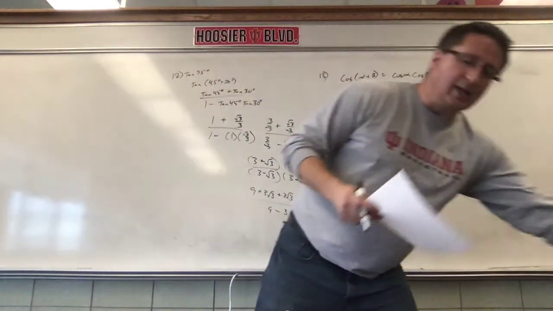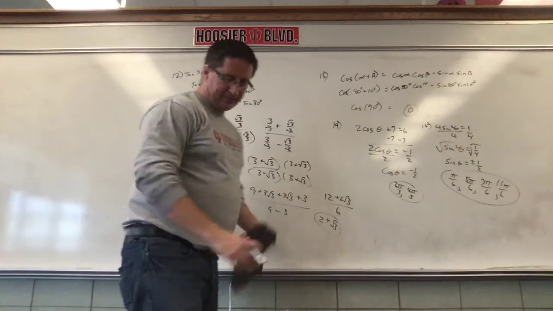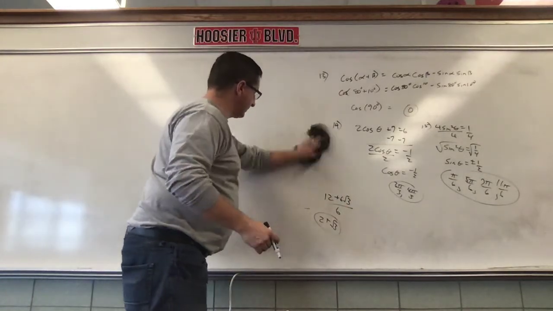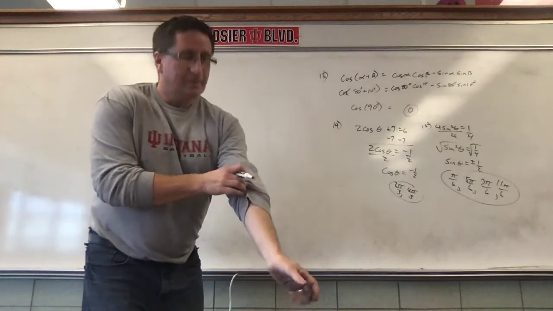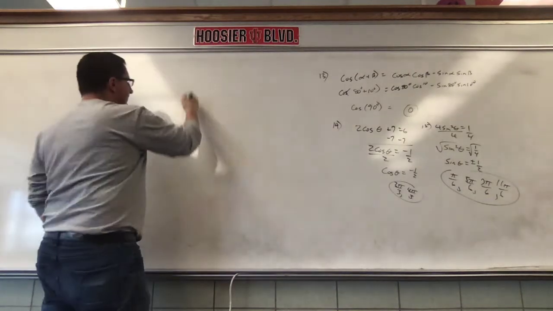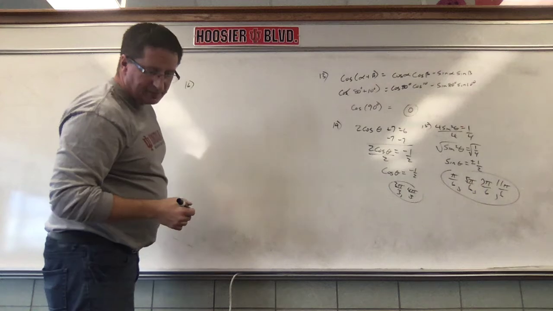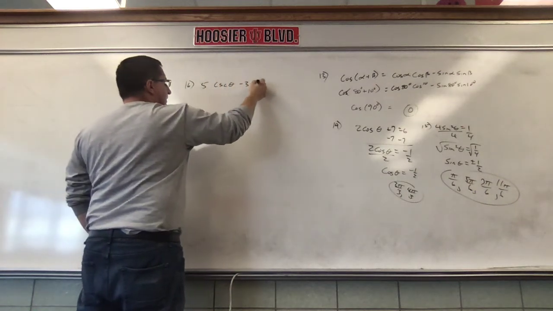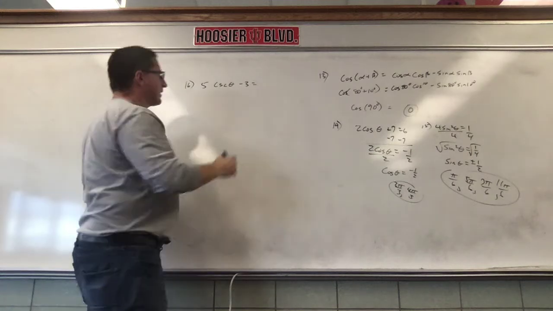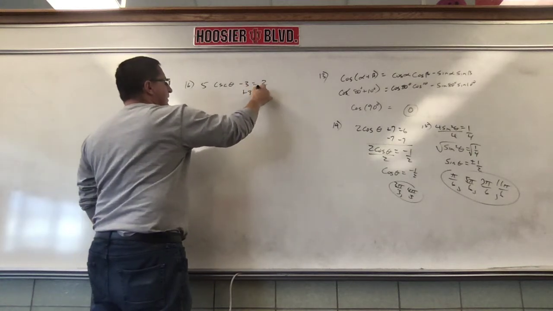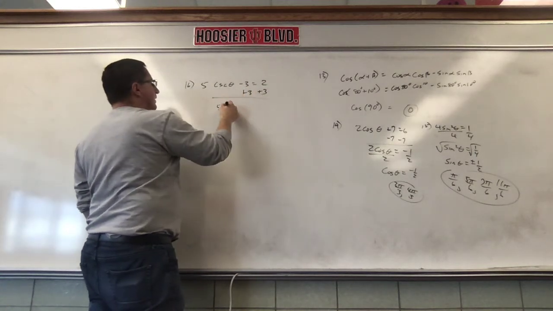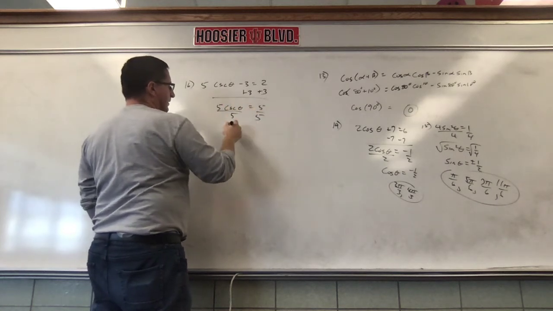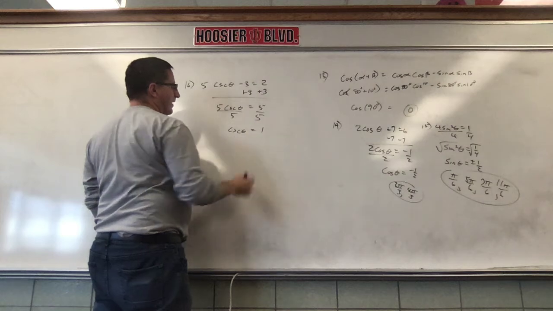Okay, last one, 16. Okay, 16 we have what? 5 cosecant theta minus 3 is 2, is that what it says? Minus 3 equals 2. Okay, so we need to solve this. Add 3 to each side, that's easy. 5 cosecant theta equals 2 plus 3 is 5. Divide by 5, that's not hard either. Cosecant of theta is 5 divided by 5, which is 1.